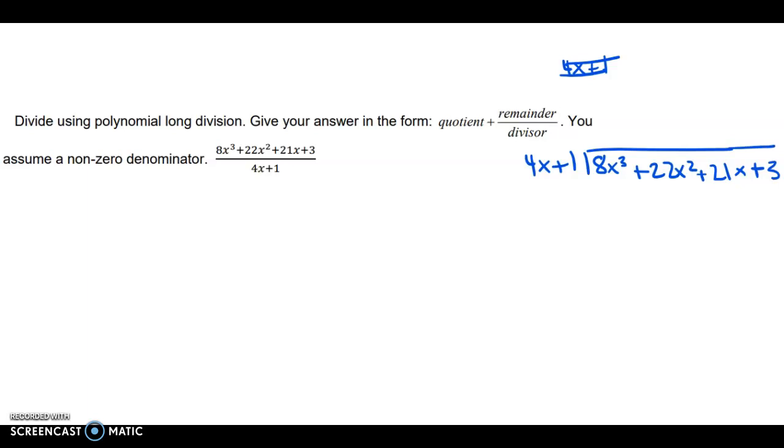Okay, so first thing I'm going to notice is I have every power all the way down. I have cubed, squared, x to the 1 power, and then just my constant term. So I'm good there. Now I need to see, what do I need to multiply by 4x to get 8x cubed? Well, for 4 to get 8, I need 2, and then I'll need an x squared. So 2x squared, and I will put that above my other x squared term.